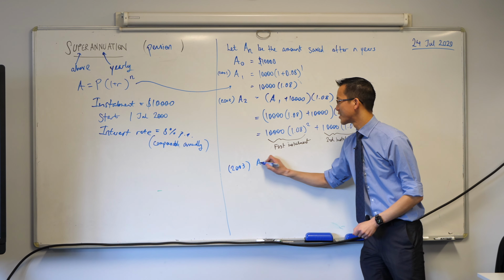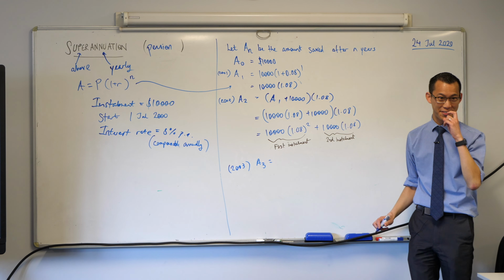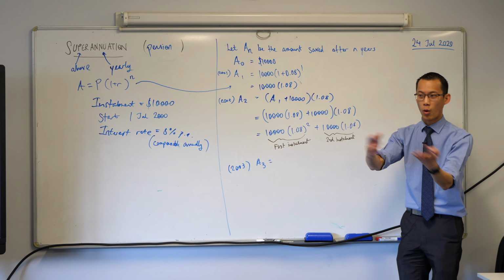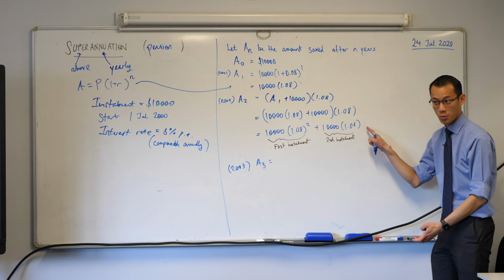Why do you think I'm going to A3? Why do you think that's enough? I always need 3 to establish a pattern, whether it's an AP or a GP. You're probably guessing which one it's going to be in a second.